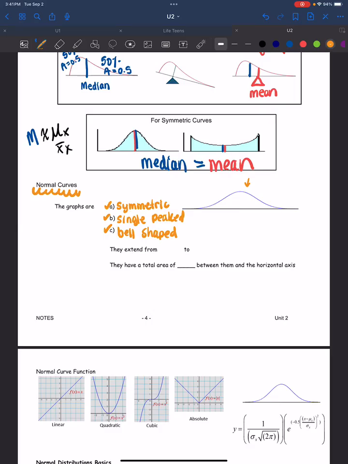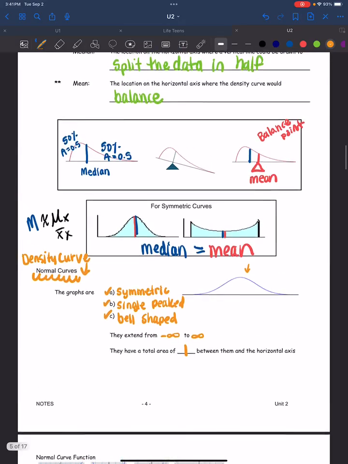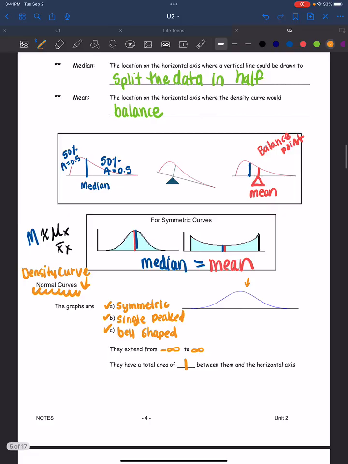Now, an interesting thing about these density curves is they actually extend from negative infinity to positive infinity. So they just keep going. But if you look over here, there's almost nothing underneath of it, right? And because it's a density curve, it still has a total area of 1 underneath those axes. So kind of interesting. We're going to talk a little bit more about this in the next video.